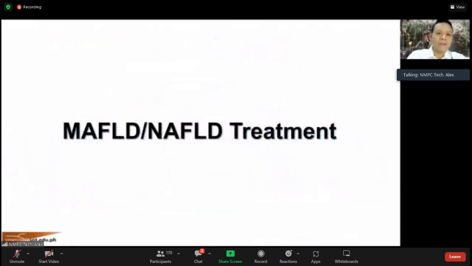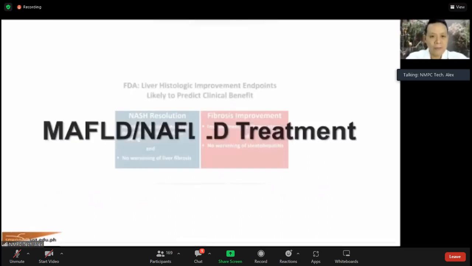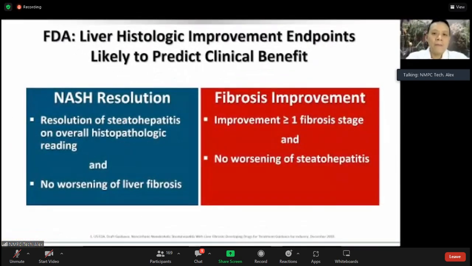So, which brings us to MAFLD or NAFLD treatment. I will just jump around between MAFLD and NAFLD because some of the older studies were still using NAFLD as the terminology. Now, for the FDA, they've shown us that if you're going to do a study for fatty liver disease, then these are the two important endpoints. One is resolution of the steatohepatitis, or resolution of the inflammation in the liver. And then the next one is going to be fibrosis improvement.